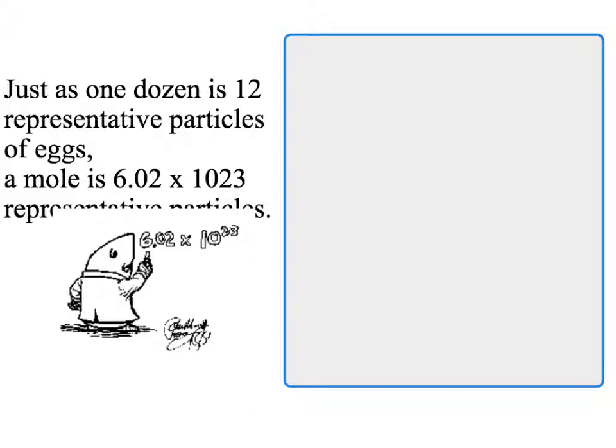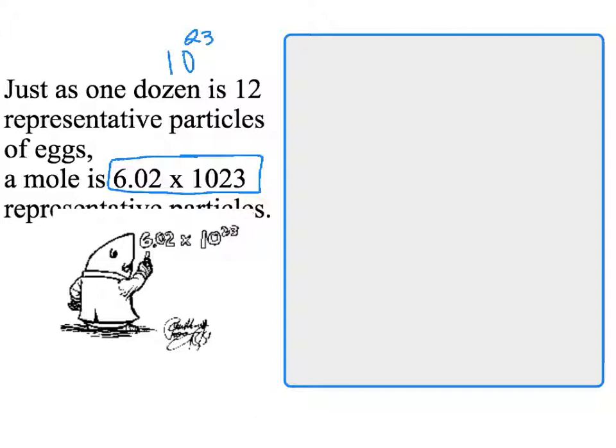Just as 1 dozen is 12 representative particles of eggs, so when we say 1 dozen, that would be 12 eggs. We could say a dozen of anything. If I have a dozen calculators, I have 12 calculators. If I have a dozen pencils, I have 12 pencils. A mole is just that. So a mole, it's not 12, that's a dozen, but a mole is this number right here. And we call it Avogadro's number. We're going to learn about that in a second. Okay, but a mole is 6.02 times 10, and that should be 10 to the 23rd. So 10 to the 23rd power.